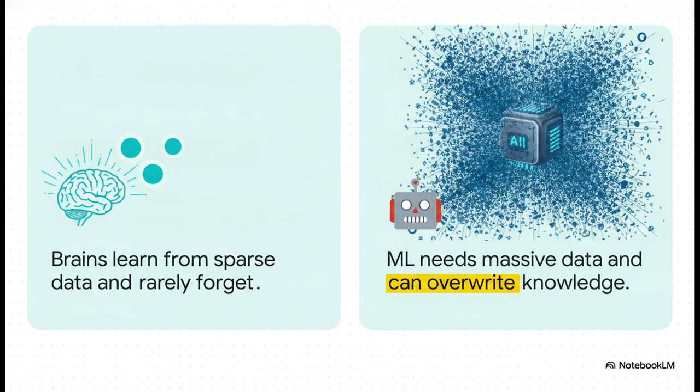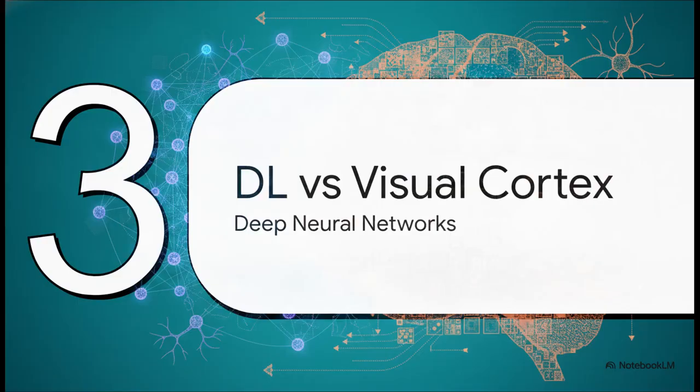Machine learning models, on the other hand, require massive data sets, literally millions of examples. Plus, if you try to teach an ML model something new, it can suffer from what's called catastrophic forgetting, abruptly overwriting the knowledge it just worked so incredibly hard to build. Section 3. Deep learning versus visual cortex.